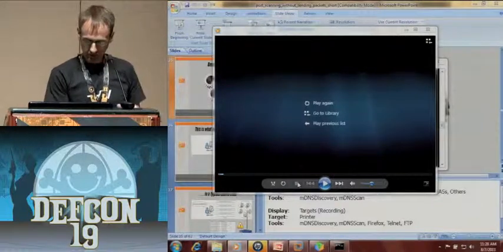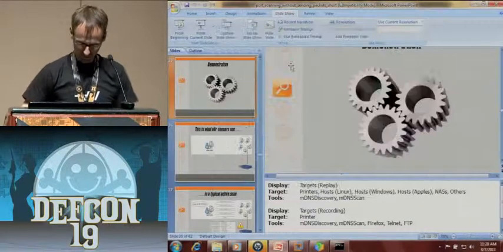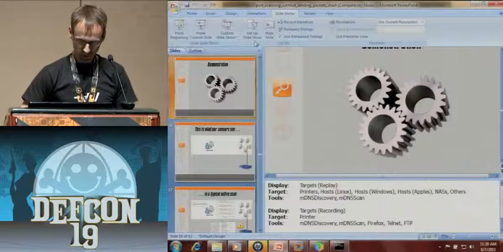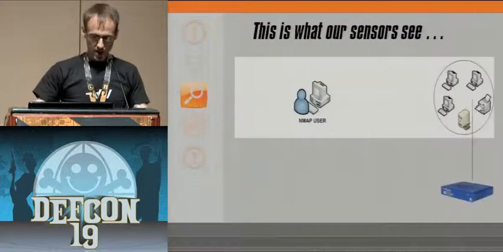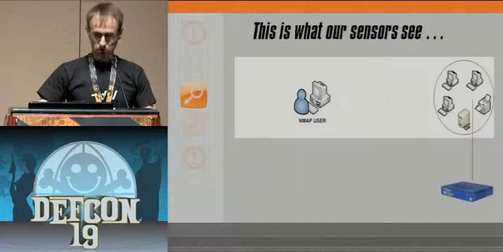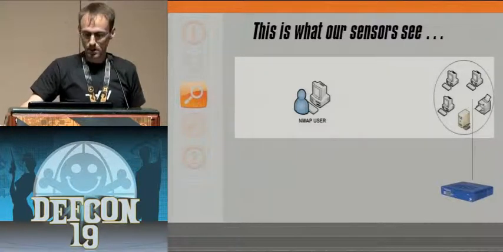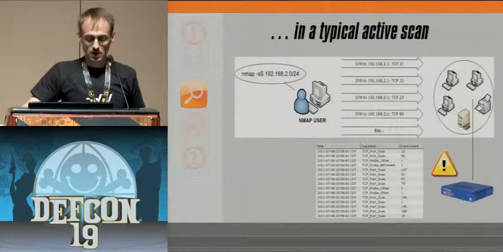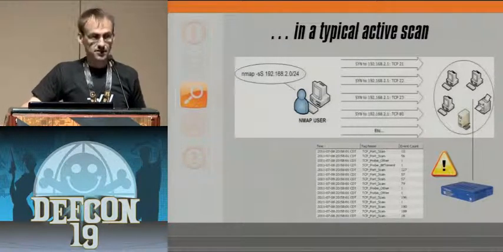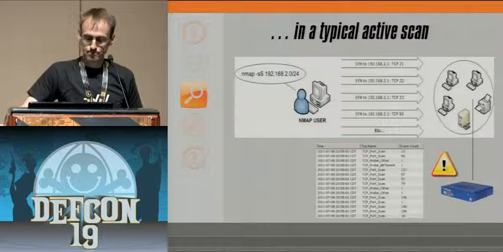All right, so let's go ahead and continue here. The demonstration. I wanted to quickly take a look at comparing the active scan versus this type of passive scan. This is what our sensors see in a typical active scan, and that's our Nmap user there. It lights an IPS up like a Christmas tree. This is not even all of the signatures that fired.